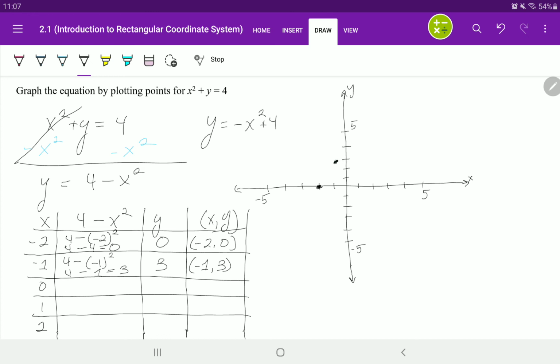Now x is 0. When x is 0, the coordinate should be on the y-axis. So 4 minus 0 squared. 0 squared is just 0. 4 minus 0 is 4. So y is 4. That'll be the coordinate of 0, comma 4. And once again, it is on the y-axis.